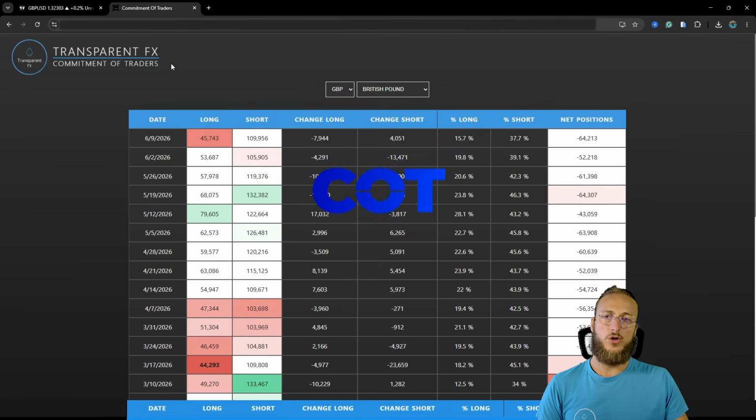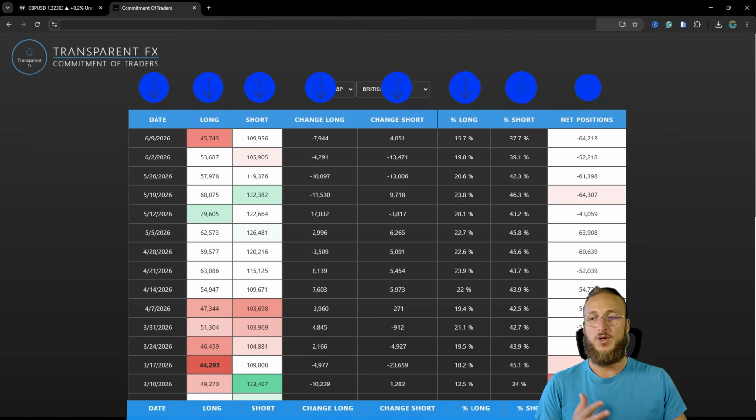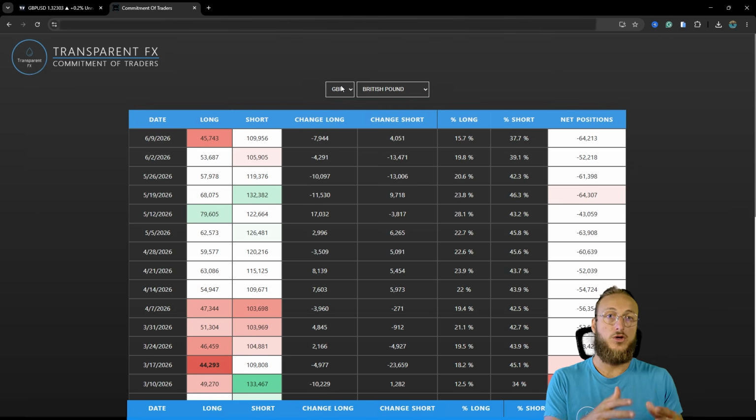Because if we move to the commitment of traders, so what the big institutional speculators in the market are doing, the non-commercials, and we look at the data for the GBP, the first thing that we have to keep in mind is that if we are looking at the data for the GBP, we are actually already looking at GBPUSD, because all the data is already reported against the USD.